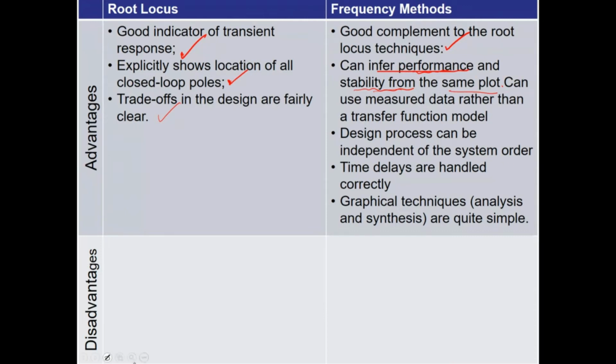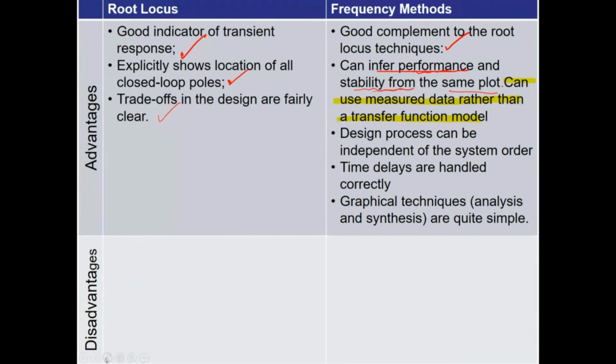And this is an important one here. We can in fact measure data to get this, as opposed to having to go from a transfer function model. The fact you can do this thing called system identification, that's very important with frequency methods. You literally take the system, put a frequency on it, measure the output, and then compare the input and the output to get your Bode plot and your Nyquist or whatever you want to use.